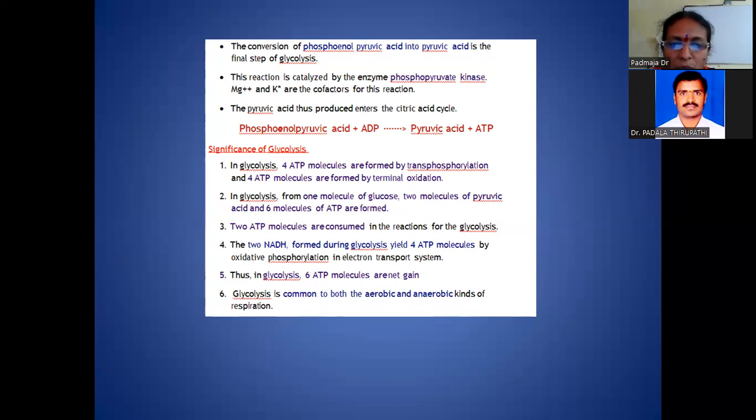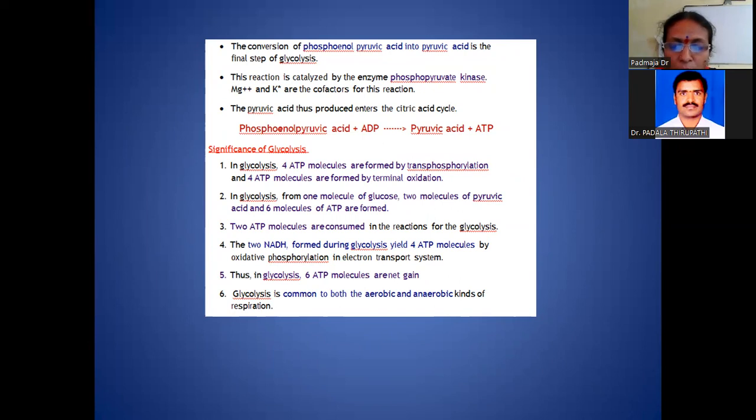In glycolysis, 4 ATP molecules are formed by substrate-level phosphorylation. In glycolysis, from 1 molecule of glucose, 2 molecules of pyruvic acid and 6 molecules of ATP are formed. 2 ATP molecules are consumed in the reaction for glycolysis. The 2 NADH formed during glycolysis give 4 ATP molecules by oxidative phosphorylation in the electron transport system. So thus in glycolysis, 6 ATP molecules are net gained.